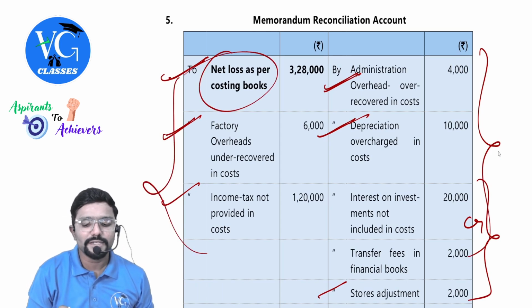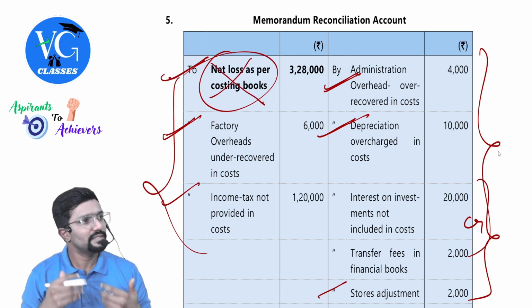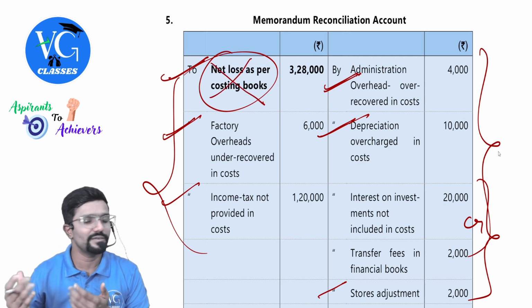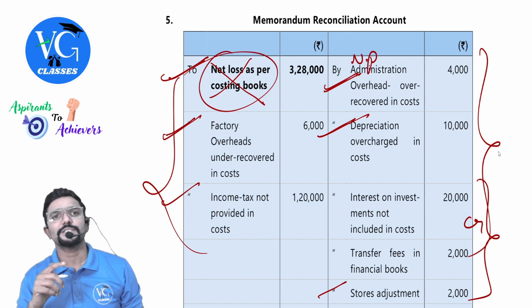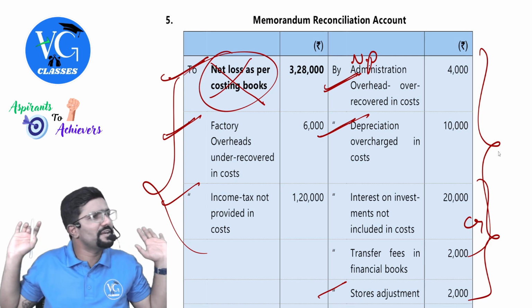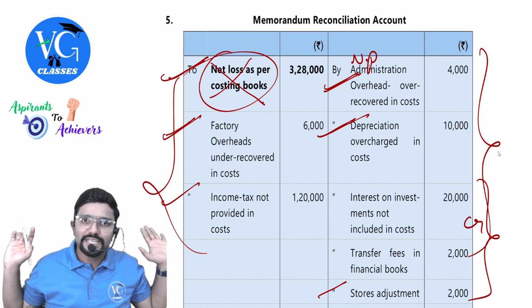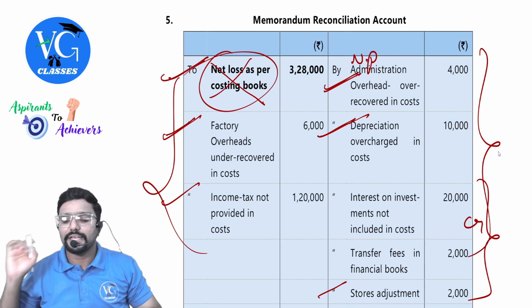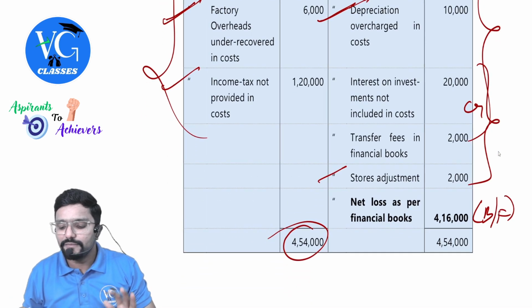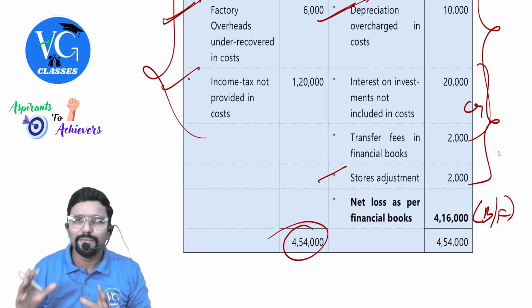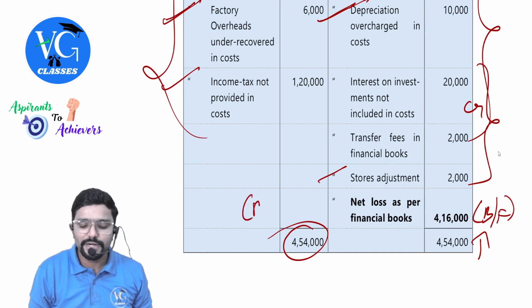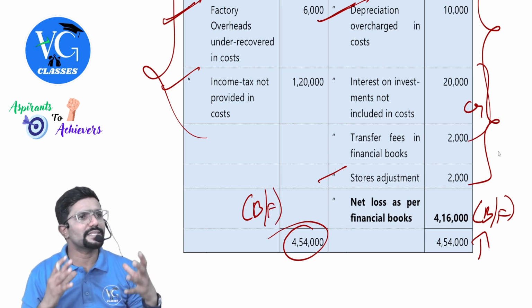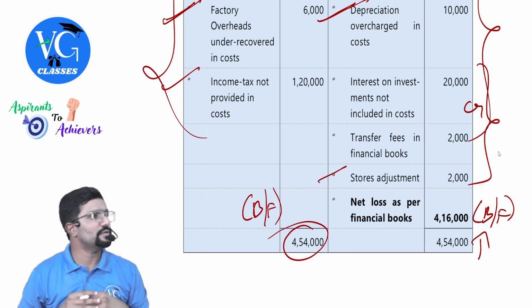Instead of loss, if there is a profit, you will write net profit or profit as per cost books on the credit side. Automatically everything else will be taken care of. Same way, at the end, we have to check which side is more. Normally, if you start with profit, the credit side would be more. In that case, you will write the balancing figure on the debit side. That would be the profit as per the other books.